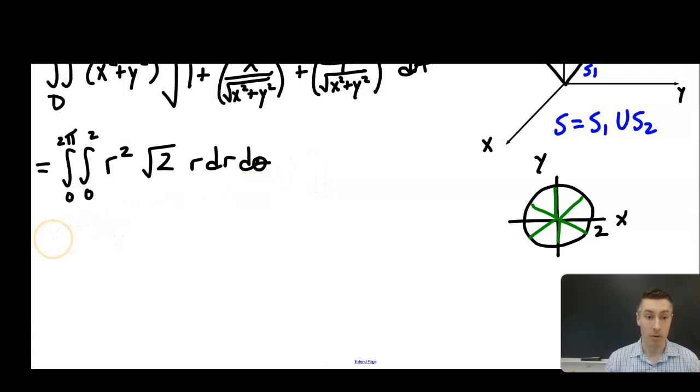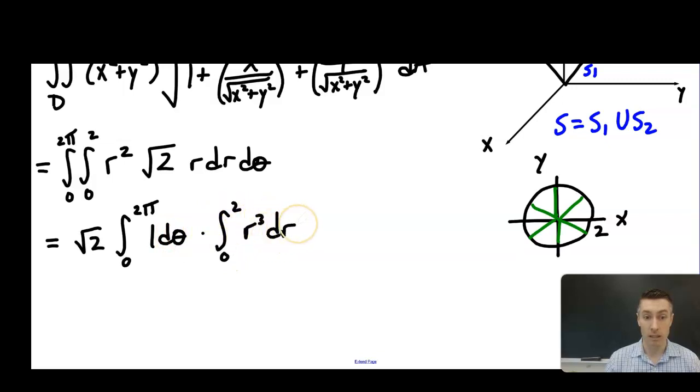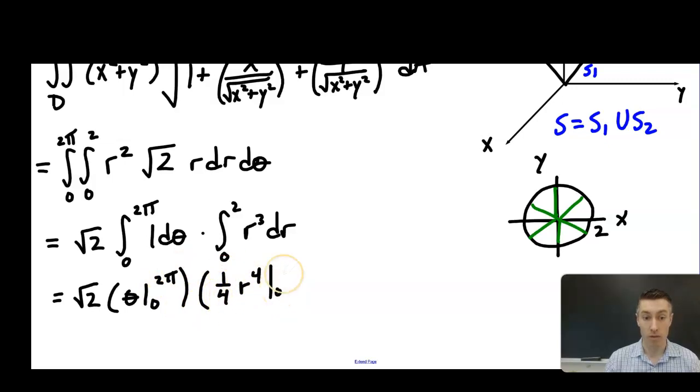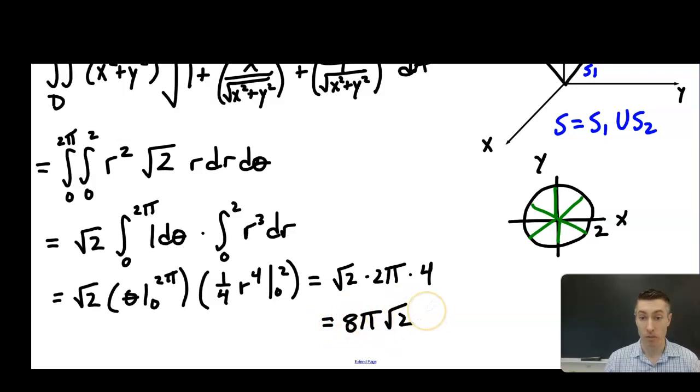Okay, so we can integrate this out because we want the value here for our work later. This is separable. So we get square root of 2, integral from 0 to 2 pi of 1 d theta times the integral from 0 to 2 of r cubed dr. So that's going to be square root of 2 times theta evaluated from 0 to 2 pi times 1/4 r to the 4th from 0 to 2. So we get root 2 times 2 pi, 2 to the 4th is 16, times 1/4 is 4. So we get 8 pi square root of 2. So that's over the first part of our surface.